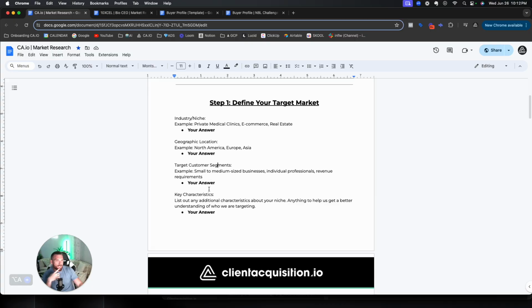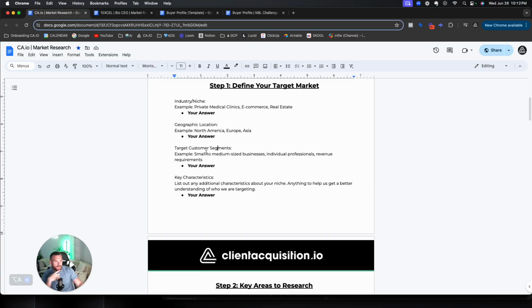Then your target segments, so small to medium-sized businesses and individual professionals, and then revenue requirements. So that's where you'll put your answer to that there.